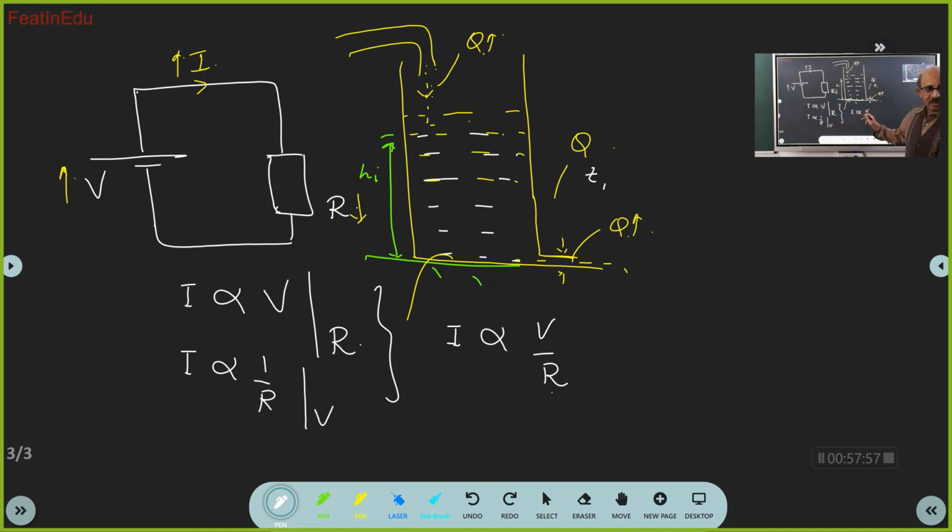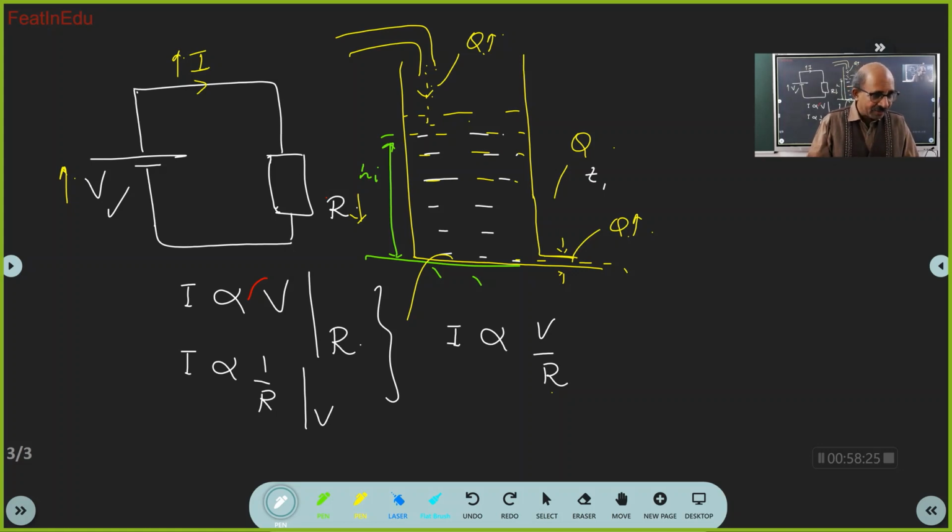Current is directly proportional to voltage, current is inversely proportional to the resistance. Clear? Okay, this you can find out by experiment. You can connect an ammeter and a voltmeter, you can experiment and determine this. So what this experiment says is that these three variables, potential difference, current and resistance, are the three physical variables. What did I say? They are the three physical variables.